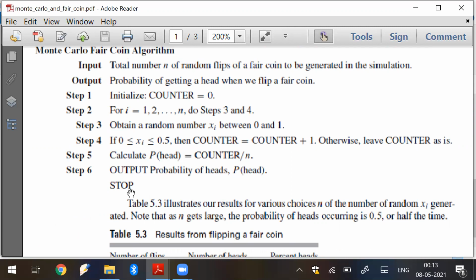Okay, so you see throughout I never mentioned tail. Why? Because if head is not occurring, the otherwise part is controlling the tail factor. Because only two outputs are possible. If head is not occurring, then obviously tail is occurring. No need to analyze it separately. That's what they are doing here.